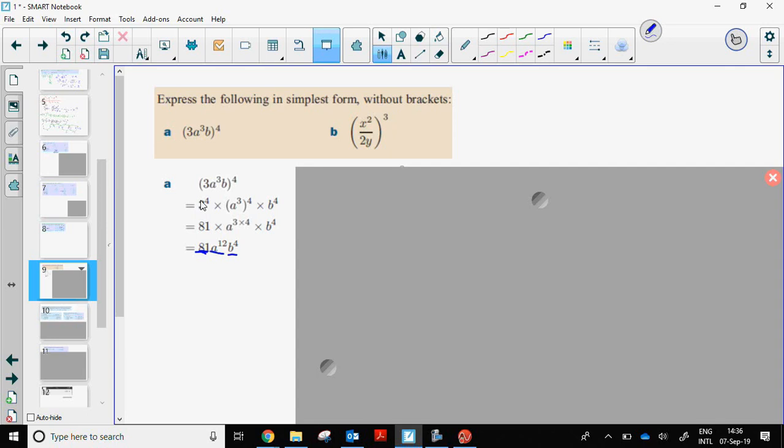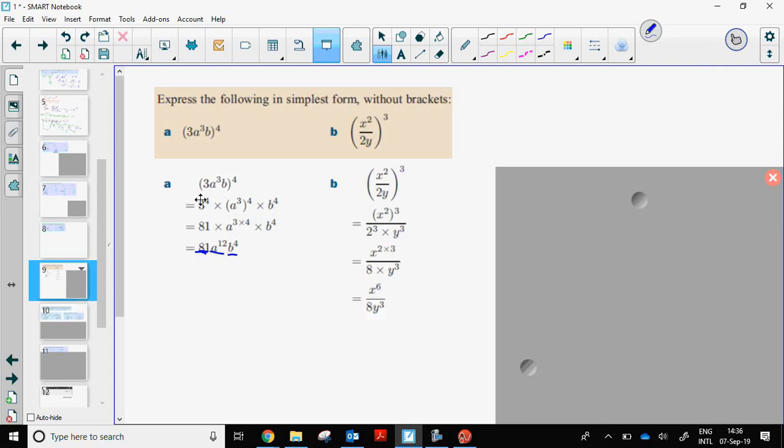Same thing with the second one. We have x squared cubed, okay? So I'll have x to the 6th in my numerator. In my denominator, then, we're going to have 2 cubed, which is 8, and then y cubed.